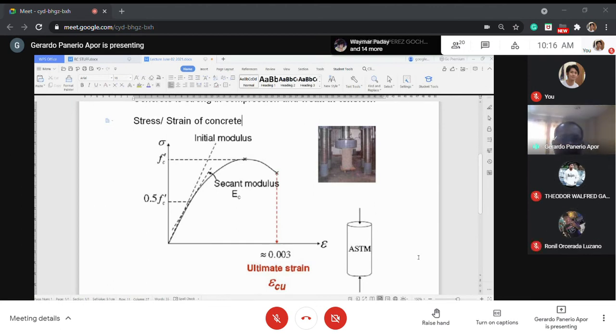Okay, this is how to determine the compressive strength of concrete, and if you plot it, you can determine the elasticity of the concrete, no? So the concrete here is a cylinder. You've seen cylinder samples such as this.